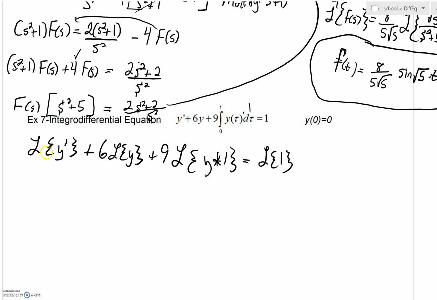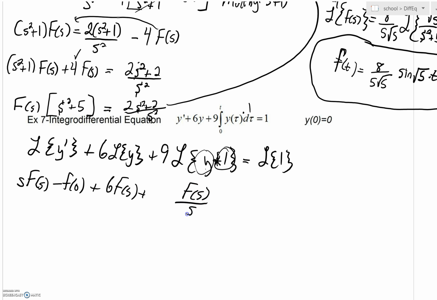We take our Laplace transform of y prime. You can see it's a first derivative, so I'll only have s to the first. That's s, capital F of s, minus f of 0, plus, well, the Laplace transform of y right here will be capital F of s. And here we go with our convolution. We know that the Laplace transform of 1 is 1 over s, and the Laplace transform of y would be a capital function of f of s.